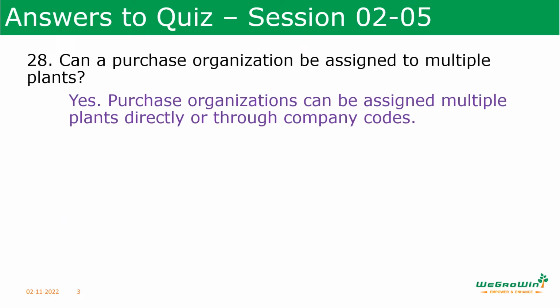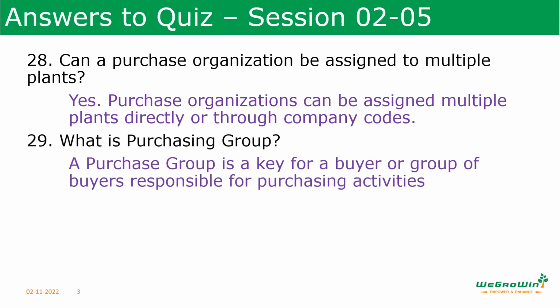Can a purchase organization be assigned to multiple plants? Yes, purchase organizations can be assigned to multiple plants directly or through company codes. What is purchasing group? Purchasing group is a key for a buyer or group of buyers responsible for purchasing activities. So they are doing the day-to-day operations, and it is an independent entity, and the purchasing group need not be assigned to any other organization element in SAP. So one purchasing group can be used in many purchase organizations or many plants.